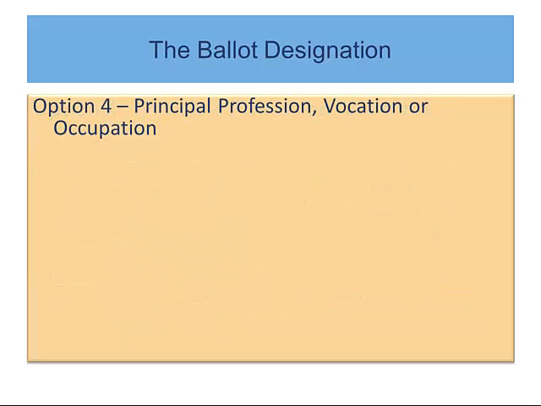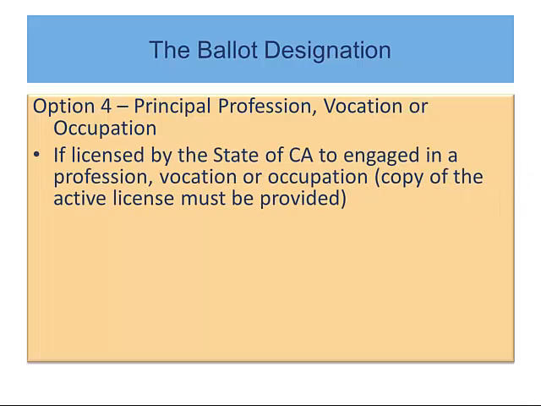Beyond the definitions, there are other important regulations to keep in mind when choosing option 4 as the designation type. If the candidate is licensed by the state of California to engage in a profession, vocation, or occupation, the candidate is entitled to use that profession, vocation, or occupation as the ballot designation. The license must be current and active as of the date of filing nomination documents. As with other designation types, a copy of the license must be provided.